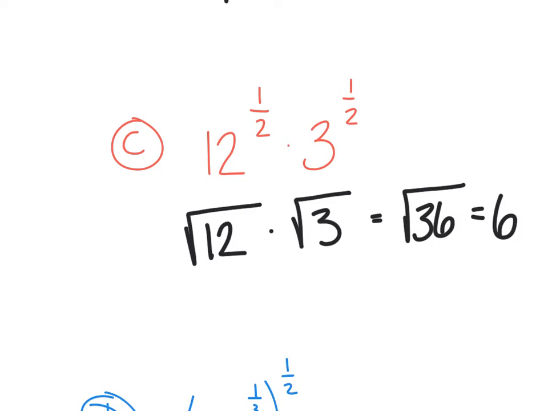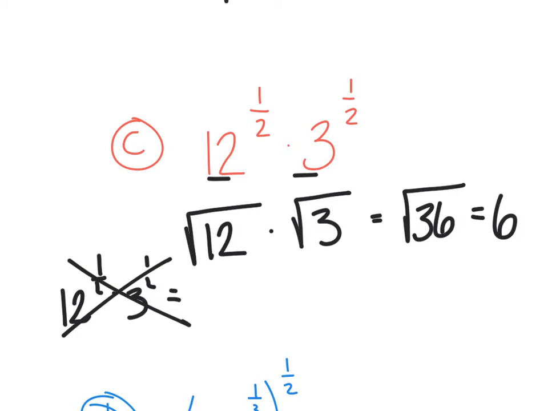So again, I just want to be very clear that you cannot say 12 to the 1/2 times 3 to the 1/2 equals something to anybody. It doesn't work that way because the bases are not the same. So again, the only way I could do that was with my radical property.